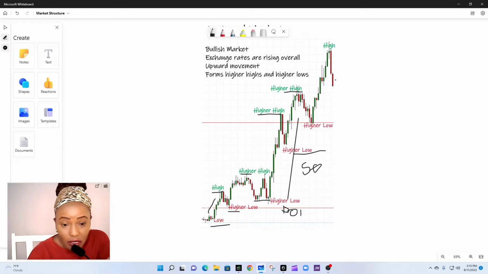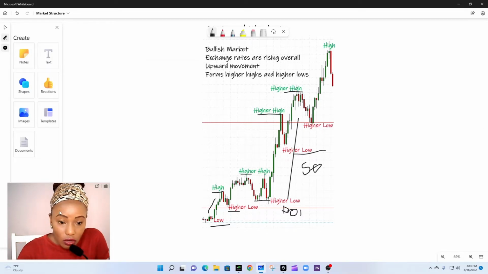So again, this market structure is going to help you decide at what points you are taking your profits and at what points you are taking your trades at discounted areas. So that is the importance of analyzing the market using the market structure, because it shows you your points of interest, where to enter the trade, where to take your partial profits, and where to exit the trade.